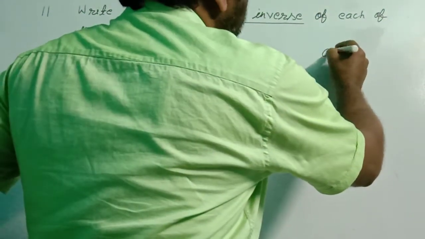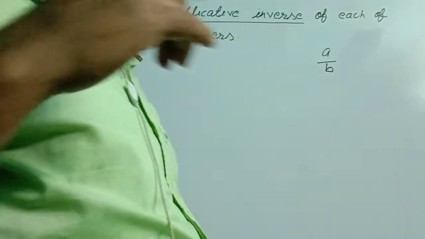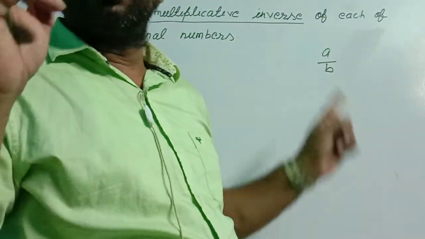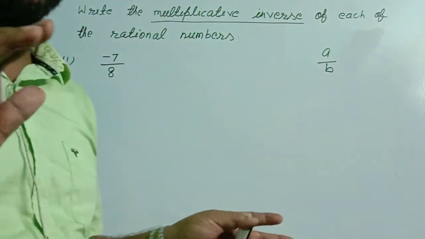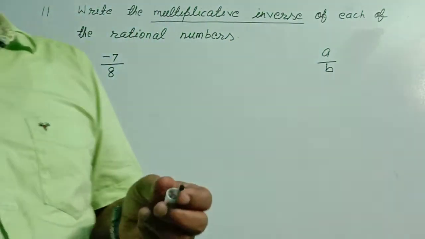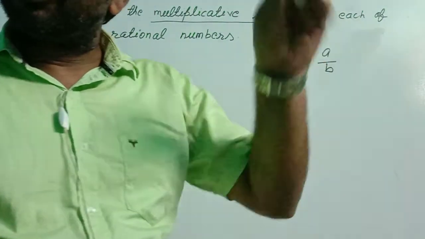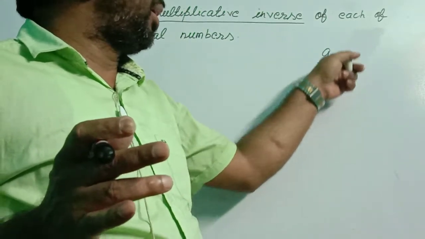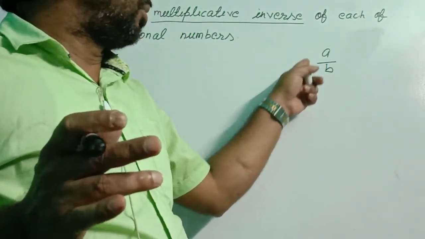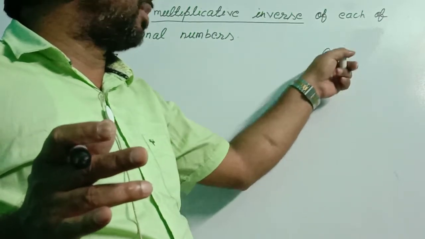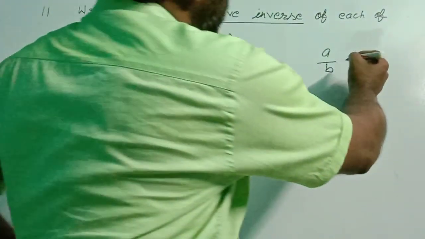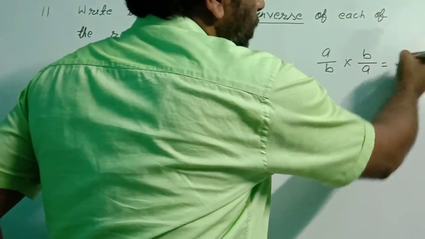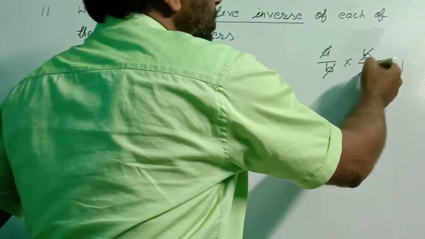Suppose a by b is any fraction. By which fraction will you multiply the given fraction to get 1? In additive inverse, what are you doing? What will you add or subtract from the given fraction to make it 0? But in multiplicative inverse, what will you multiply with the given fraction to make it 1? Obviously you will say, multiply it by b by a, then it will give you 1, because this b cancelled and this a also cancelled, 1.